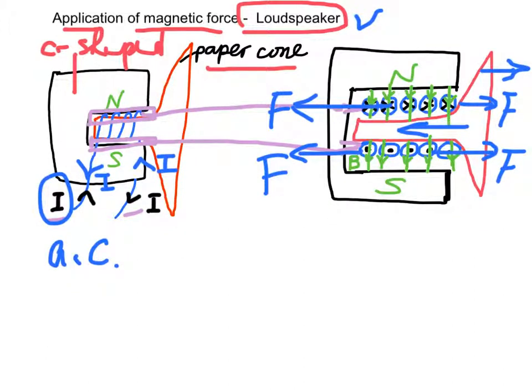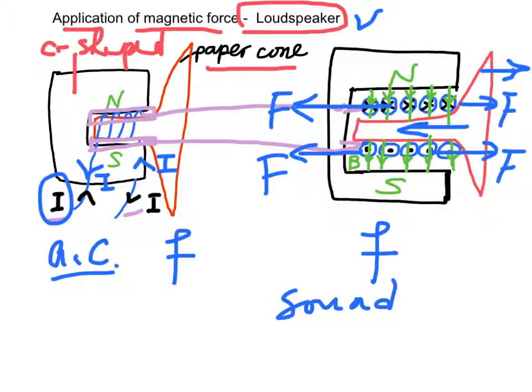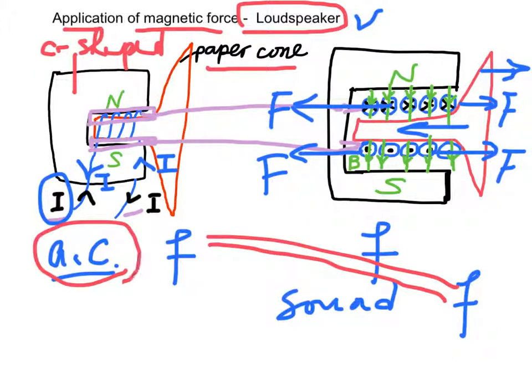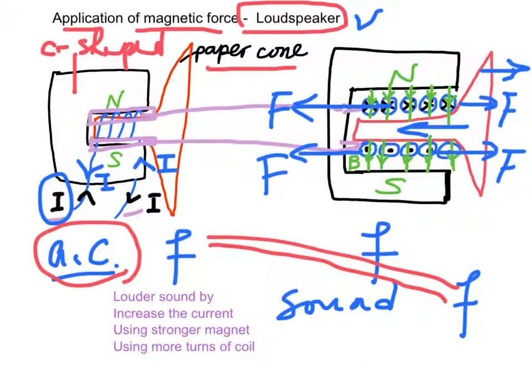If the input alternating current is of frequency f, the paper cone will oscillate to and fro with a frequency of f to reproduce the sound wave of frequency f, which is the same as the frequency of the input AC. Louder sound can be produced by increasing the current, or using a stronger magnet, or using more turns of coil.